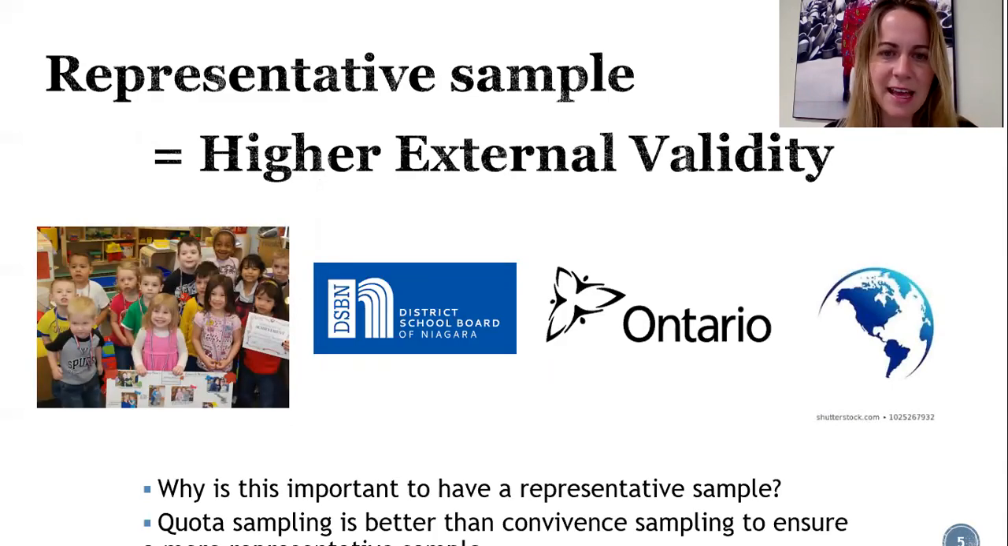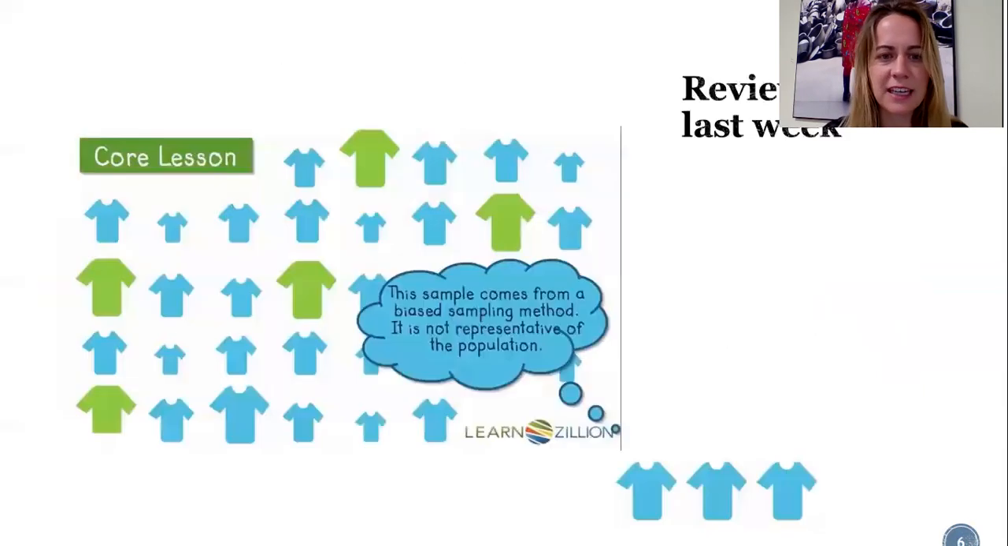Last week, I gave you the example of, imagine we were interested in studying the effect of class size on kindergarten kids' early literacy skills. We said that it was important to recruit a sample of participants that was representative of our target population, that had the same ratio of boys to girls, and similar ethnic and socioeconomic status backgrounds as kids that in general live in Niagara. We also talked about how quota sampling is better than convenience sampling to ensure a more representative sample. When we have a more representative sample, we are more likely to have higher external validity.